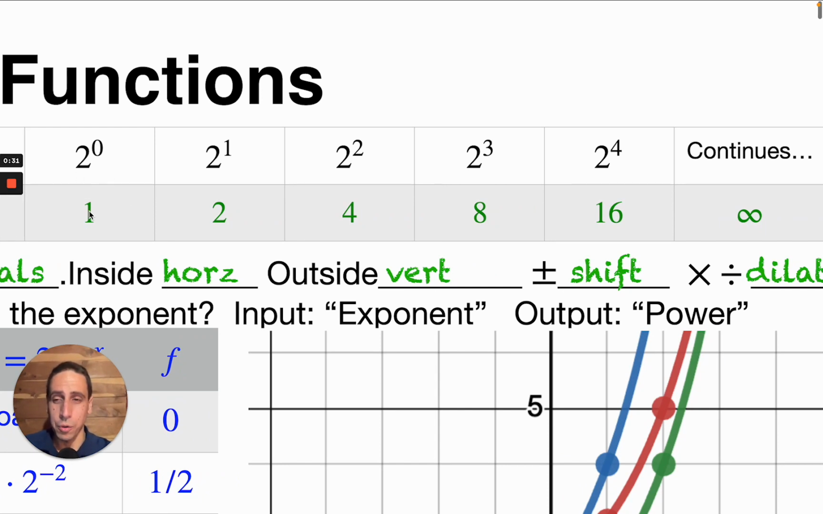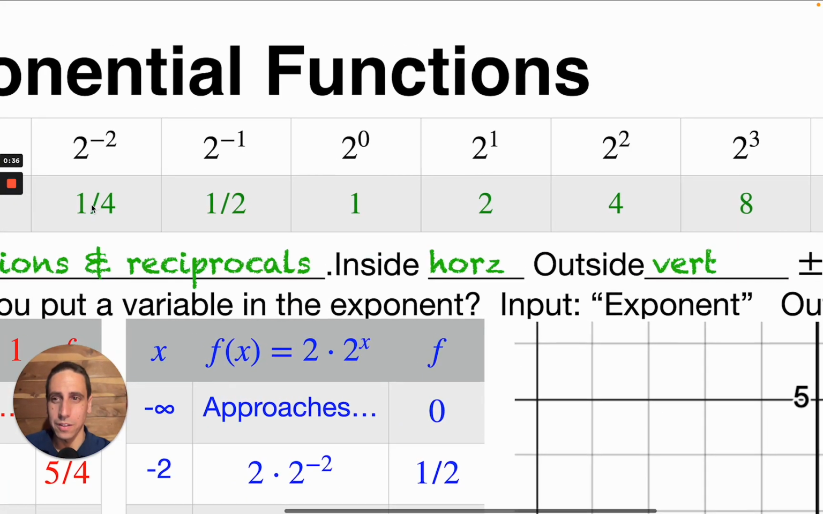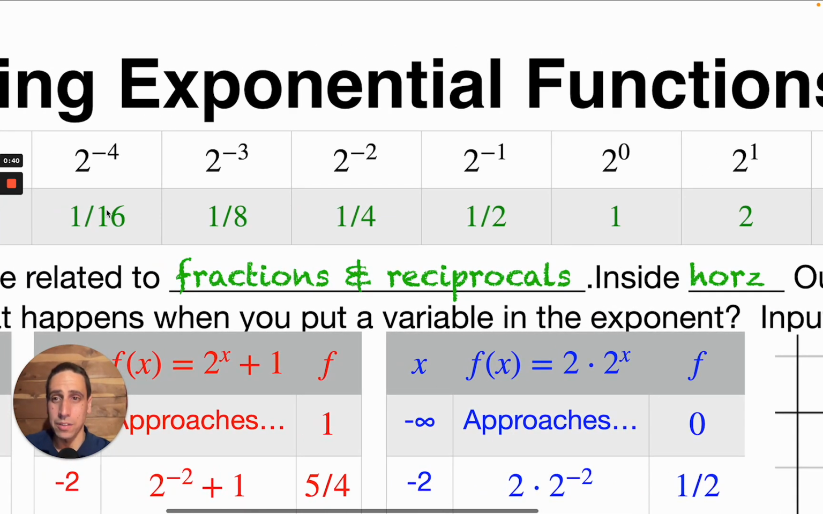And if you wanted to continue the pattern into negative exponent land, you have to keep on dividing by 2. You got a whole pizza, divided by 2, you get 1/2 a pizza. Divided by 2 again, you get 1/4 of a pizza. Divided by 2 again, you get 1/8 of a pizza. Divided by 2 again, you get 1/16 of a pizza.